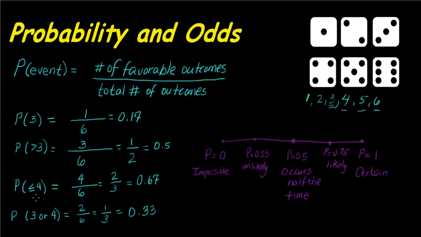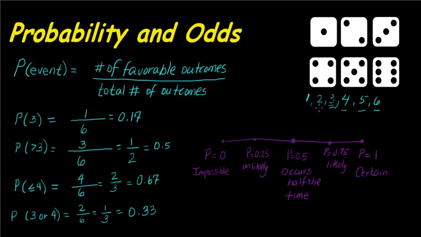We have that the probability of rolling a number less than or equal to 4 is 0.67. How did we find this number? Let's go over it. Less than or equal to 4. Let's go over here to our list of possible outcomes. 4 is equal to 4, so 4 would be included as a favorable outcome because we want numbers that are less than or equal to 4. So 4 is a favorable outcome. 3 is also a favorable outcome because 3 is less than 4. 2 is a favorable outcome because 2 is less than 4. And 1 is a favorable outcome because 1 is less than 4.